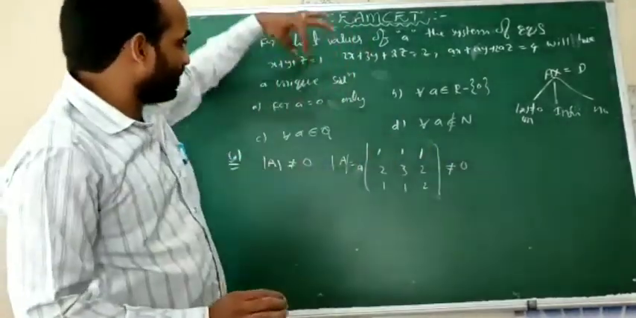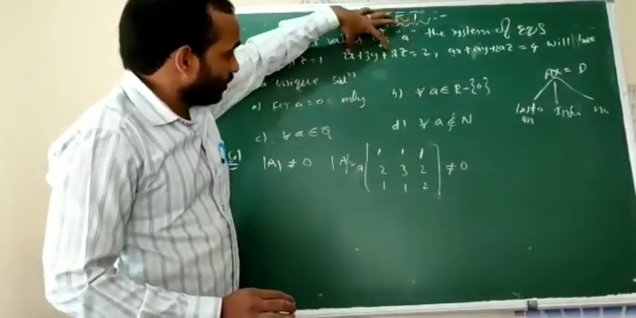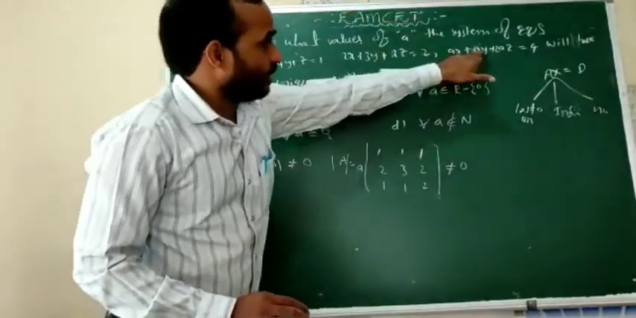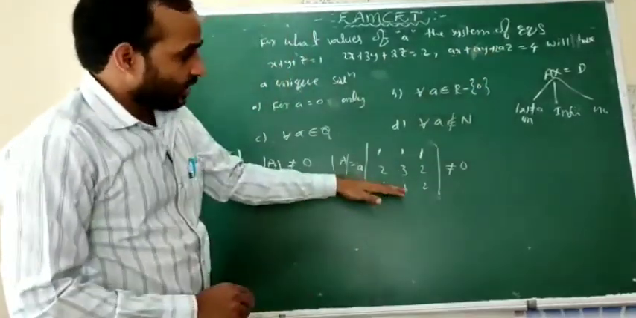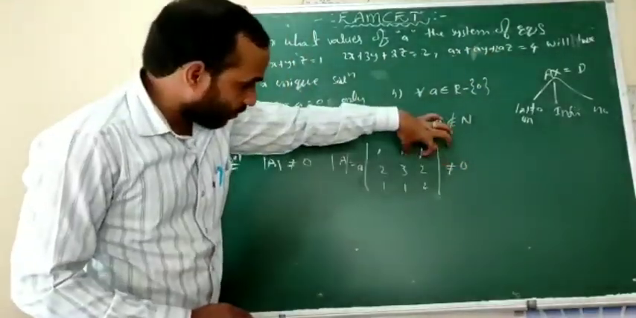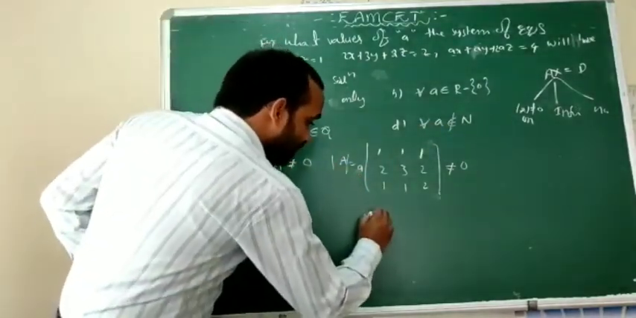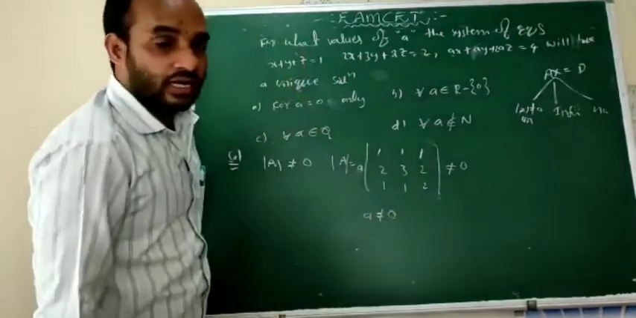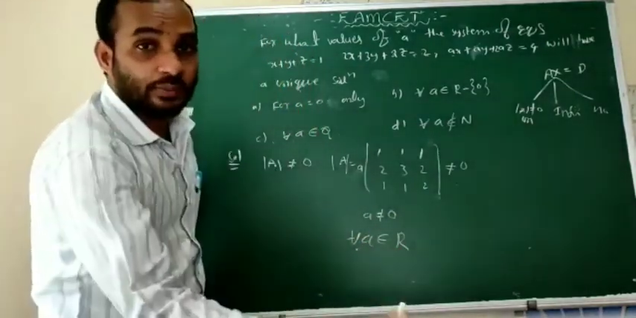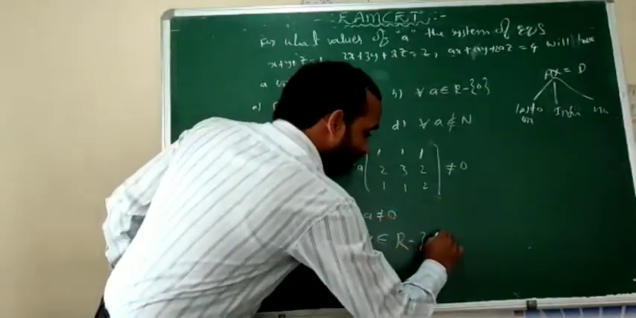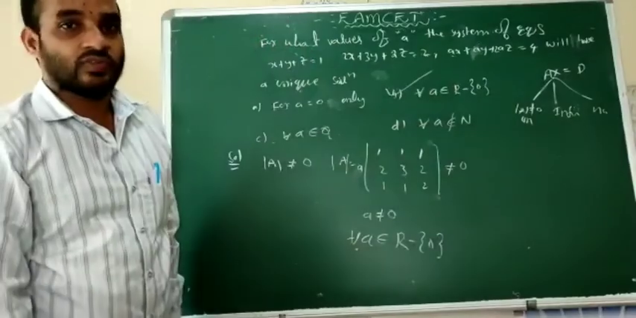Simple, don't waste time. Here is 1, 1, 1, as it is. 2, 3, 2, as it is. A will be common. 1, 1, 2. So determinant not equal to 0 means A is non-zero, A is not equal to 0. A not equal to 0 means for all A belongs to R, any number except 0. R minus singleton 0 is the right answer. That is, B is correct.